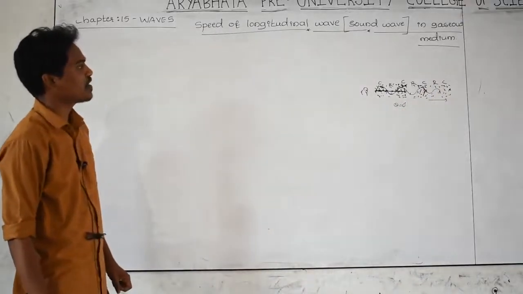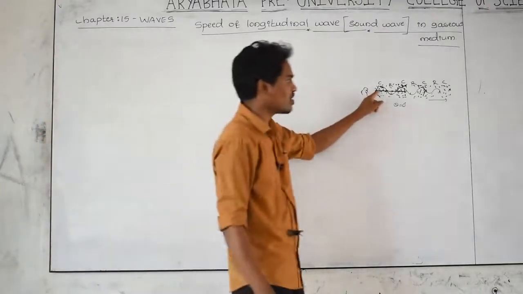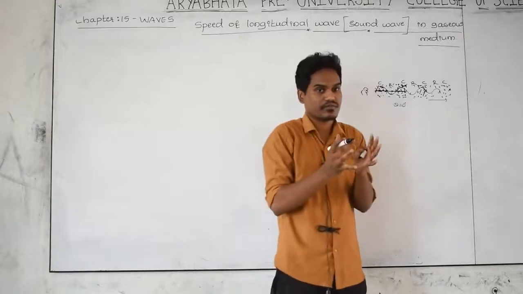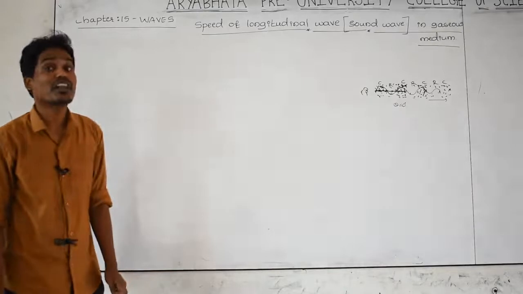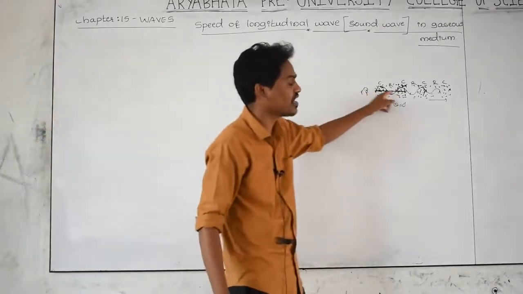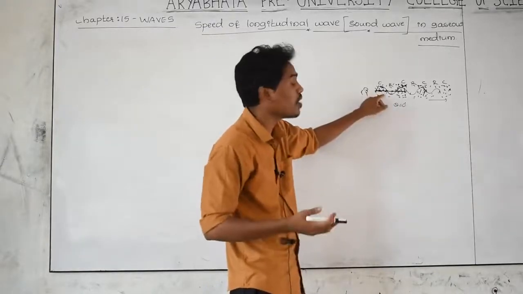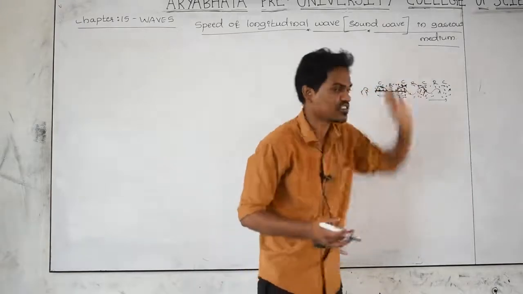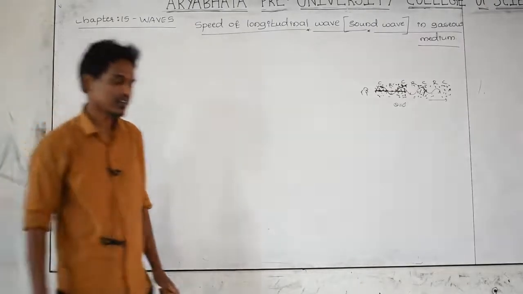How to find out the speed of the longitudinal wave? When the person puts pressure on the air particles, the air particles are compressing. Compressing means which modulus? Bulk modulus. When the person is talking, he is putting pressure on the air particles, and they move in the form of alternating compressions and rarefactions.